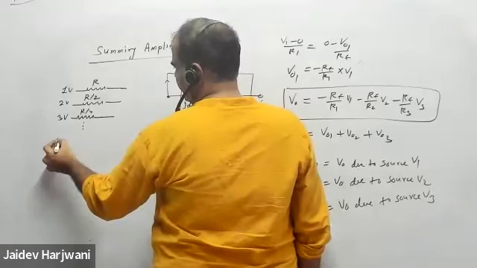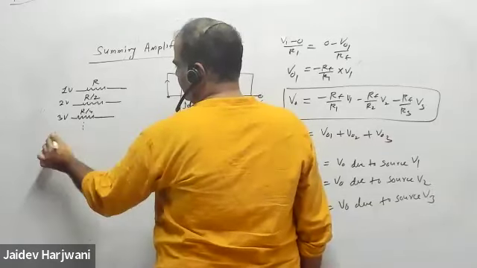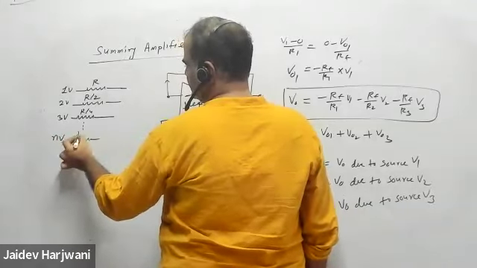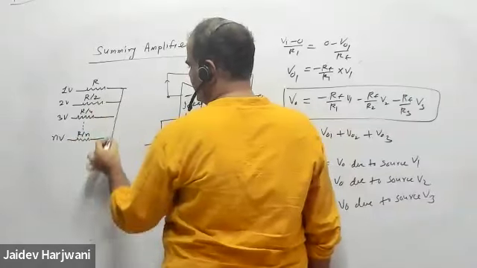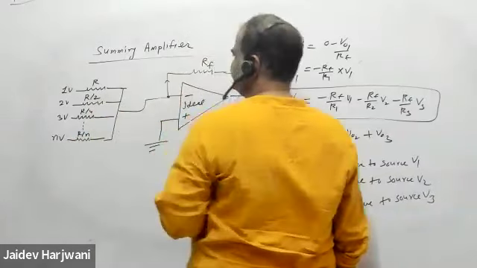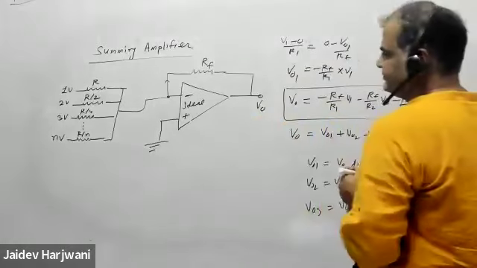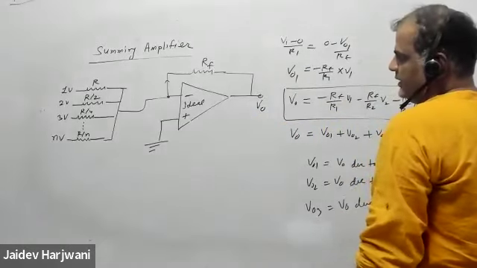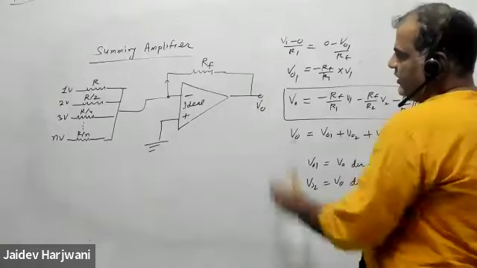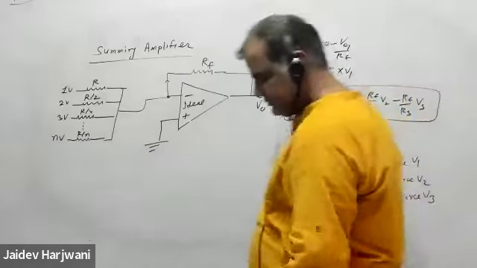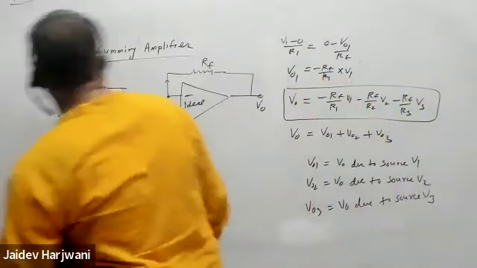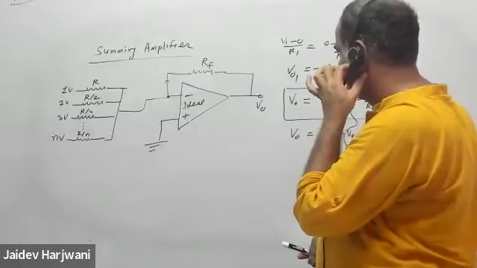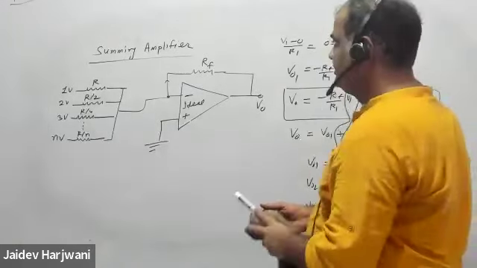You have N volt, and here you have resistance R by N. Okay, and this is going here. Now you want to find what is the V naught. Calculate V naught.